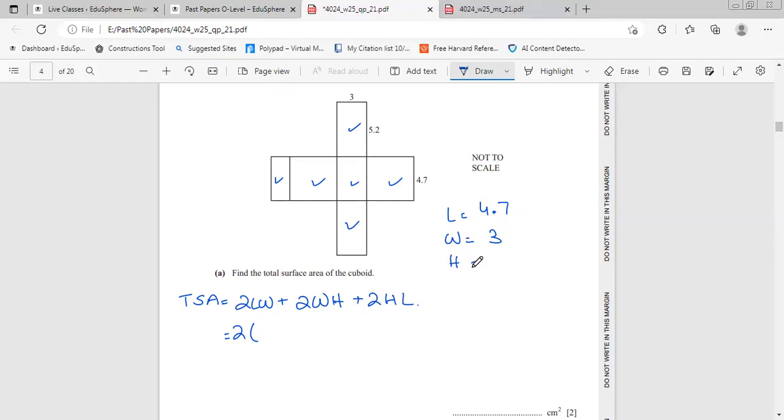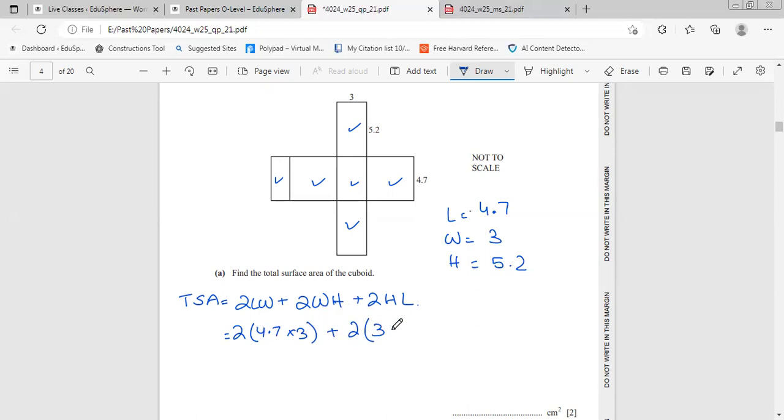And the height will be considered as 5.2. Now, when we multiply, since it's a calculator based question, you can use a calculator for this one. So we will be multiplying 2 times length and width. So length and width is 4.7 times 3, plus then we have to multiply width and height.